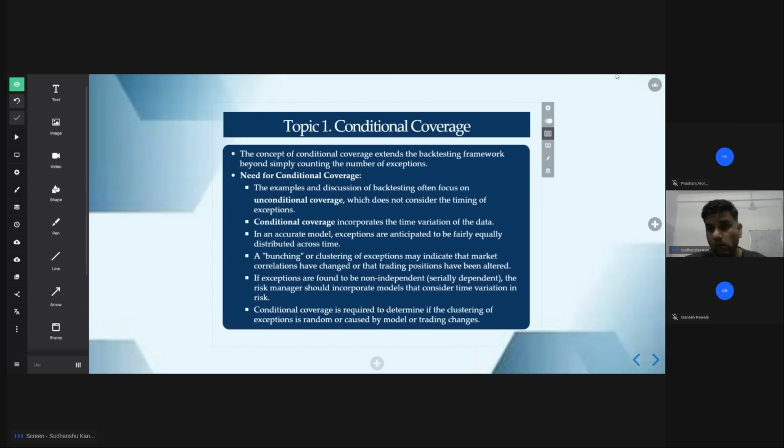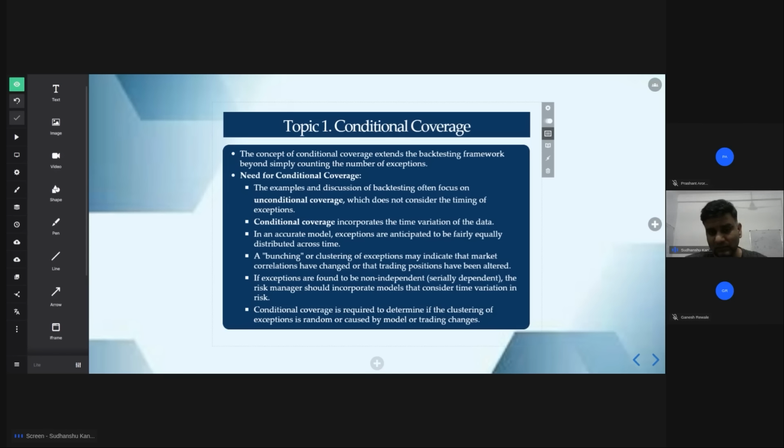If exceptions come in clusters, several consecutive days or breaches, it might signal a regime shift, market stress, or that the model's volatility estimate is too low. It can also mean positions changed, or the model failed to update fast enough to the new condition.